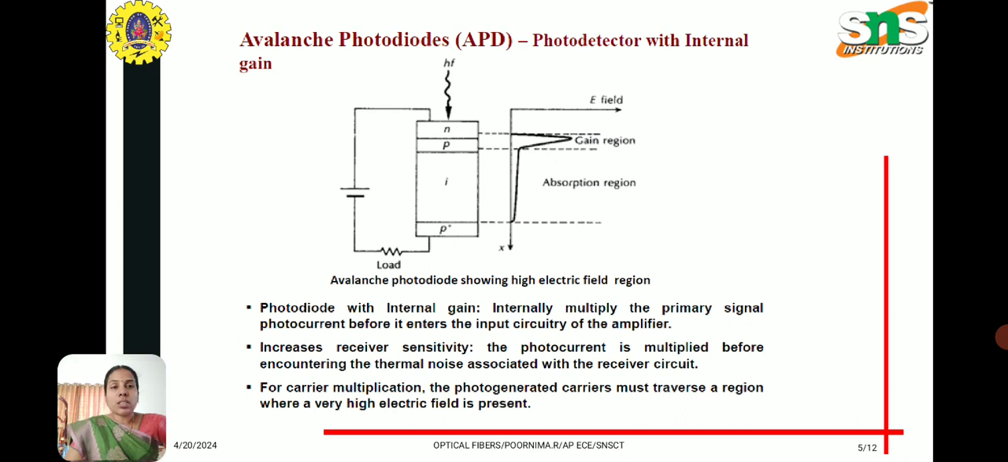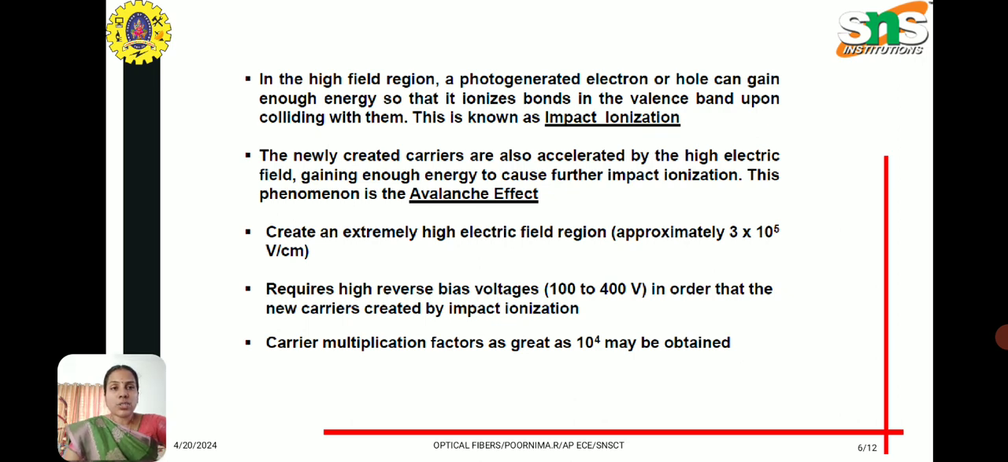For carrier multiplication, the photo-generated carriers must traverse a region where a high electric field is present. In this region, a photo-generated electron or hole can gain enough energy so that it ionizes the bond in the valence band upon colliding with it. This phenomenon is known as impact ionization. Next, the avalanche effect is used, where the newly created carriers are also accelerated by the high electric field, gaining enough energy to cause further impact ionization. This process is known as the avalanche effect. So avalanche photodiodes combine both avalanche effect and impact ionization to produce the photocurrent. It creates an extremely high electric field and requires high reverse bias voltages for the new carriers created by impact ionization. The carrier multiplication factors are as great as 10^4.